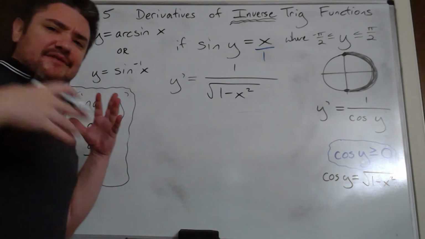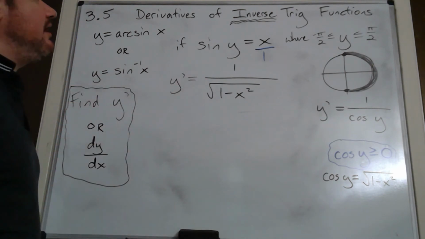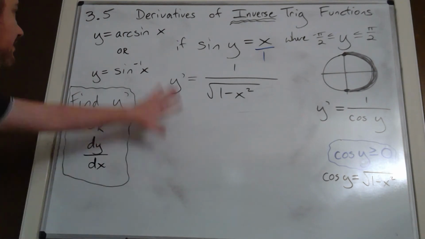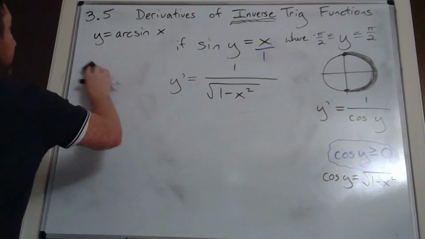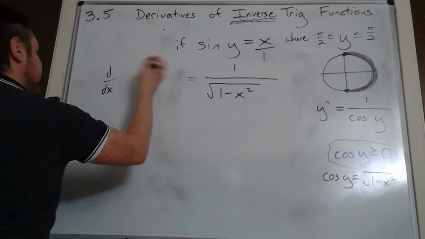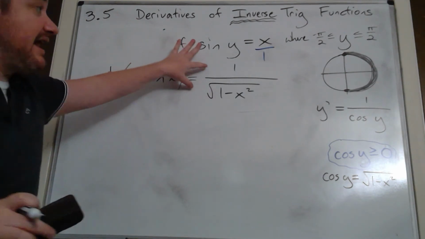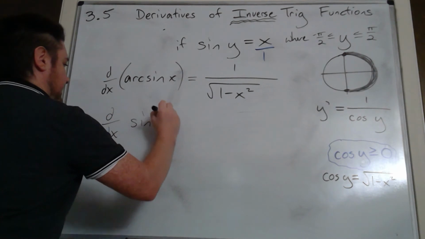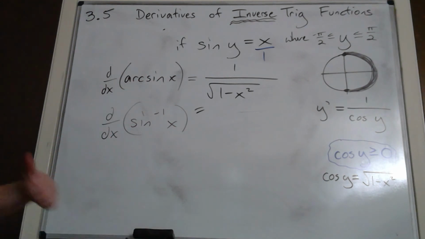Kind of let out a deep breath, because that was a big, long process, with a lot of different stuff going on. A lot of review: unit circle, right triangle. All right, so let me state this as a rule here. Instead of calling it y prime, I can say the derivative with respect to x of arc sine of x is equal to that expression right there. And if this said the derivative with respect to x of inverse sine of x, it's still equal to that, because these things mean the same thing.